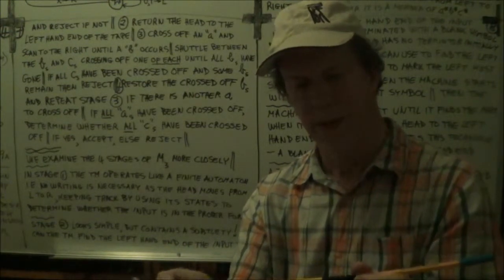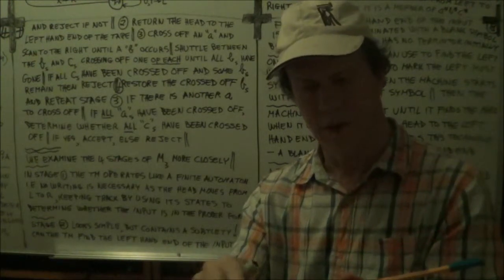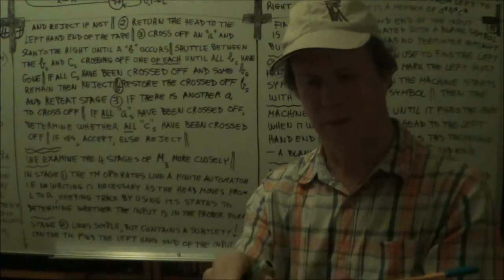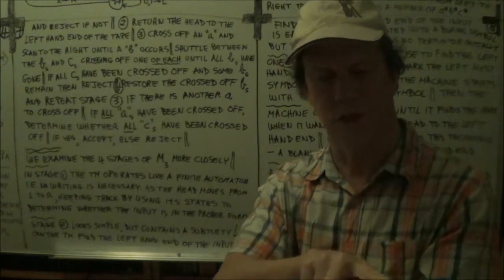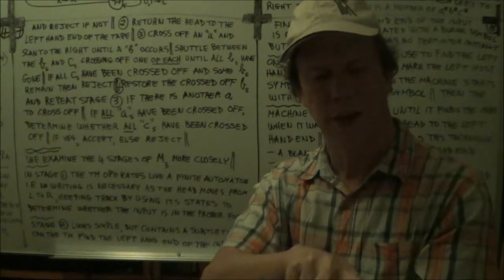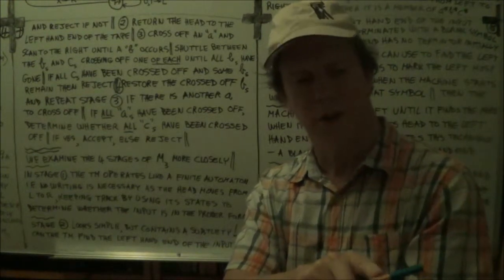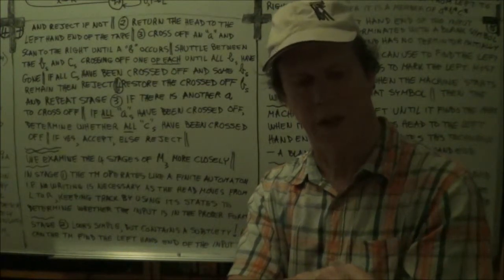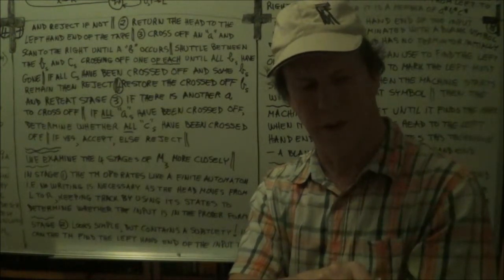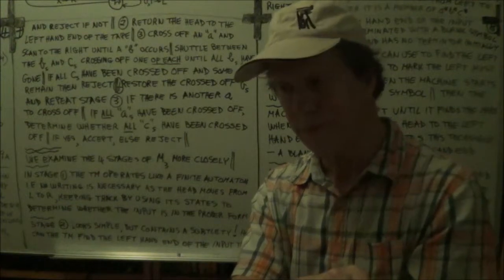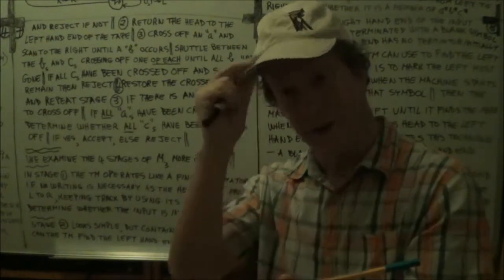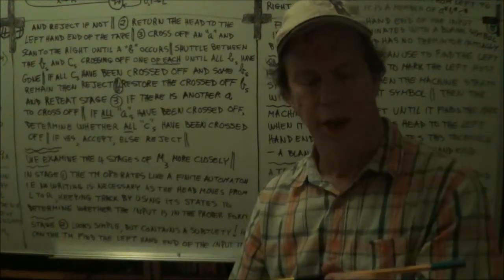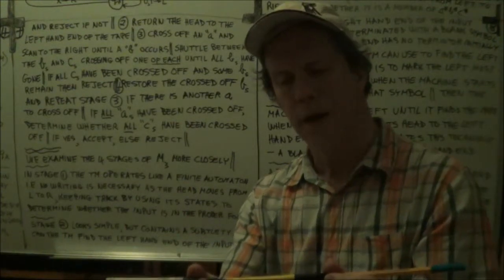Okay, and so you go through the last time. So you cross off as many B's, you cross off as many C's as there are B's, and then you check to see if there are any C's left. If there are, reject. But if it's a blank, so the length of your C's is correct. Now, can you see what's going on?